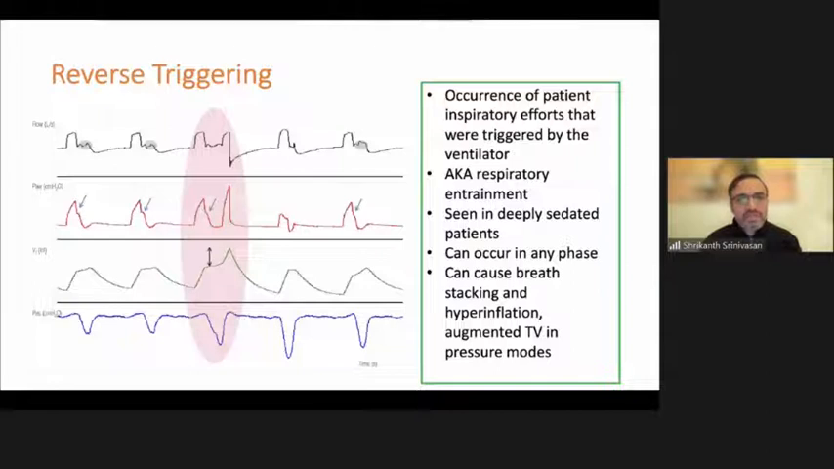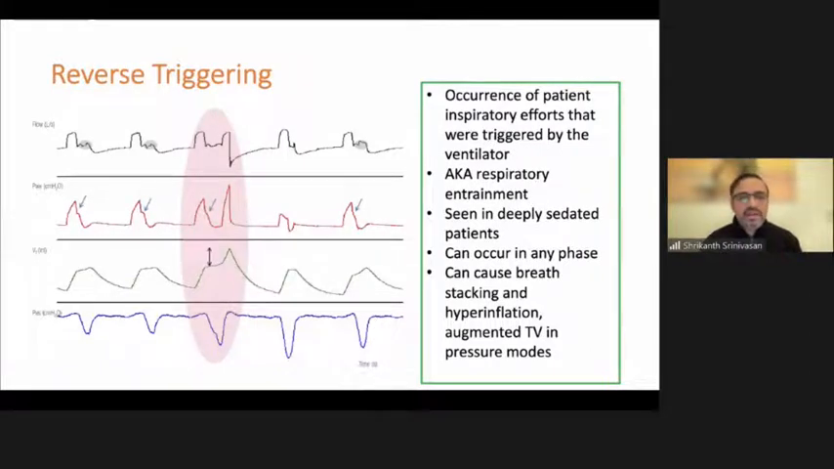It is seen in this form: there is a ventilatory breath, followed by another breath which occurs. You can see here a ventilated breath followed by another breath. And mind you, this breath is not being triggered by the patient. Rather, it's being triggered by the ventilator itself. And this is also called respiratory entrainment.